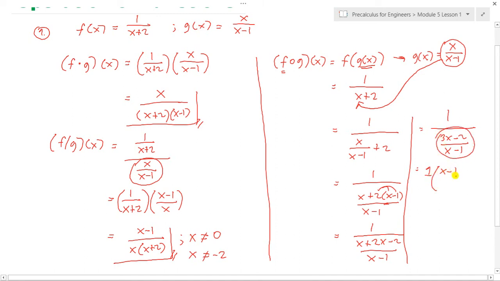So we have x minus 1 times 3x minus 2. So therefore our final answer is x minus 1 all over 3x minus 2 for the case wherein we have a composition of f contains g of x.